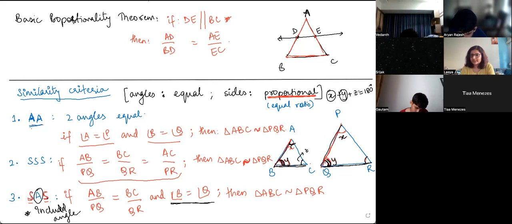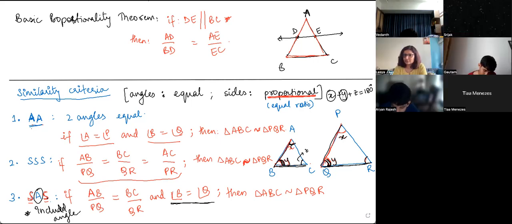See, X plus Y plus Z is 180. Here there are three angles X, Y, Z, and because it is a triangle, their sum is 180 degrees. Now in triangle PQR also, two of the angles are equal. P is X, Q is Y. So what should be the value of angle R here?